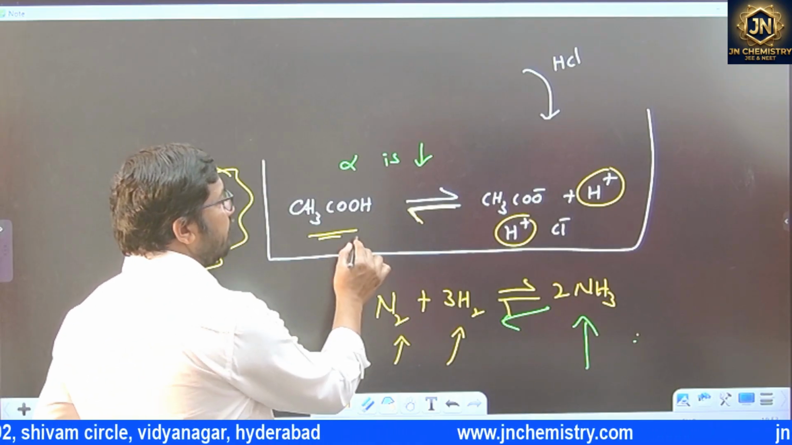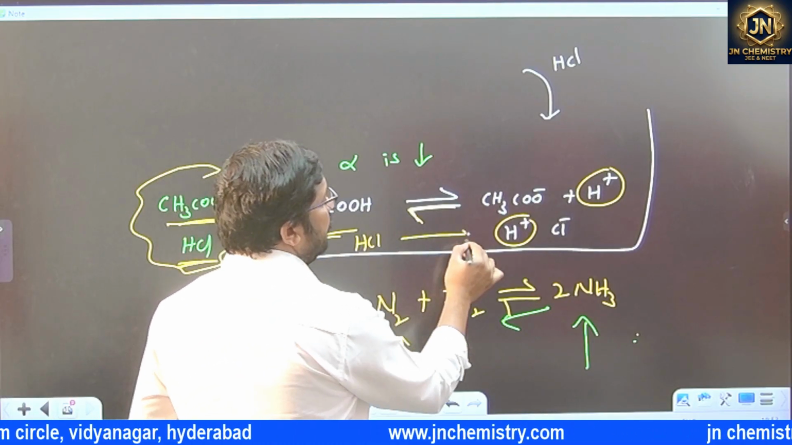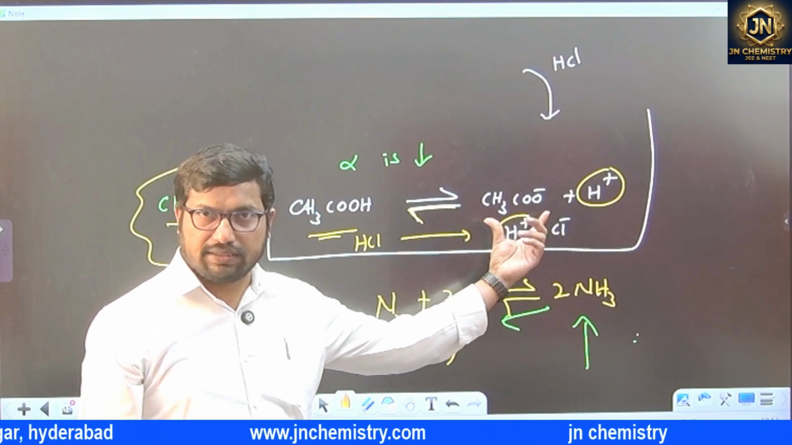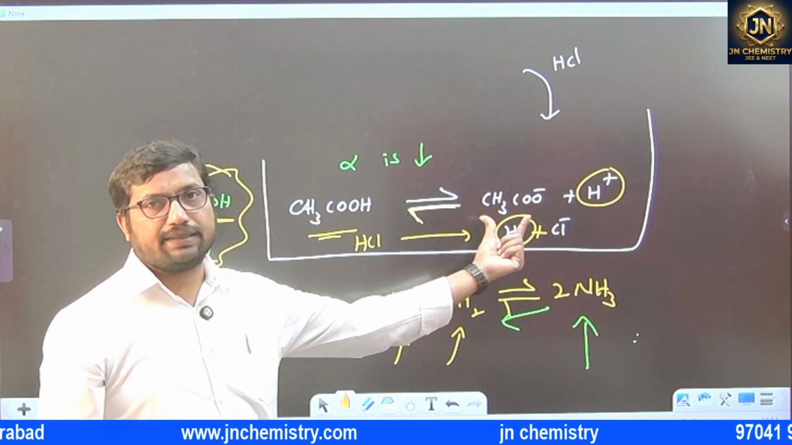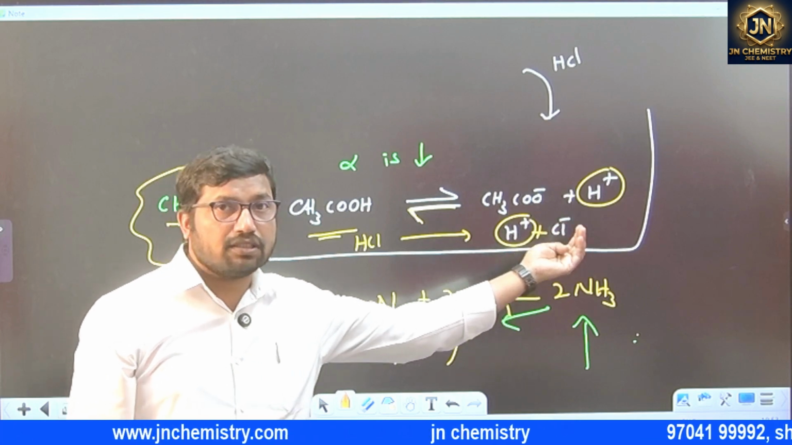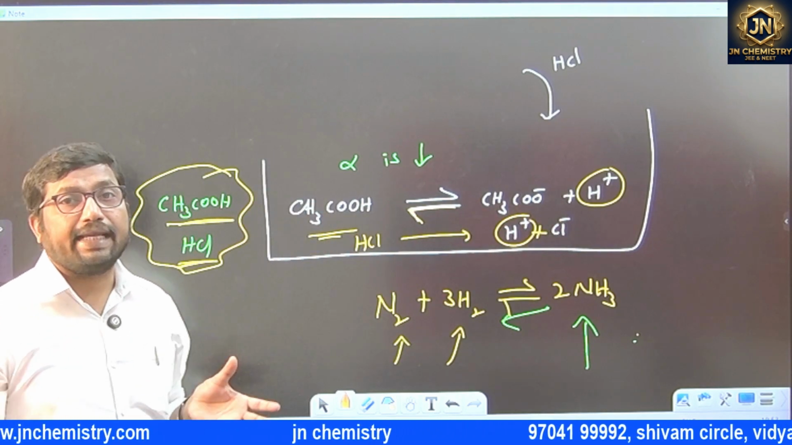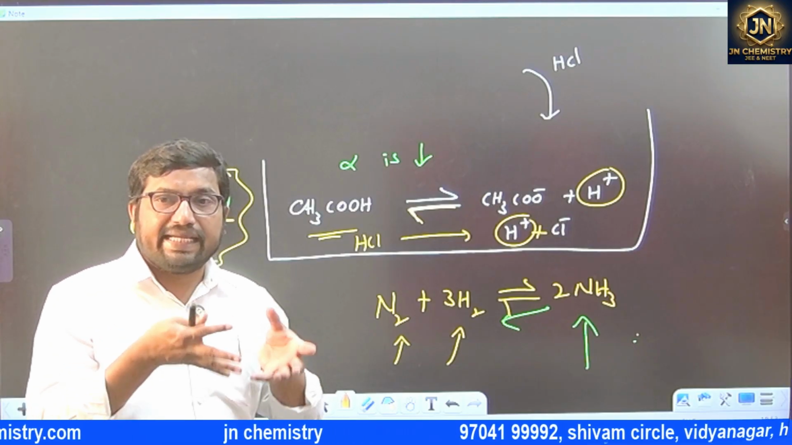Why the common ion effect? Because HCl is a strong acid, 100% dissociation takes place. On the product side, the H plus concentration increases. Because of the increased H plus ion concentration, the reaction moves in the backward direction, right? And its degree of dissociation will be decreased.